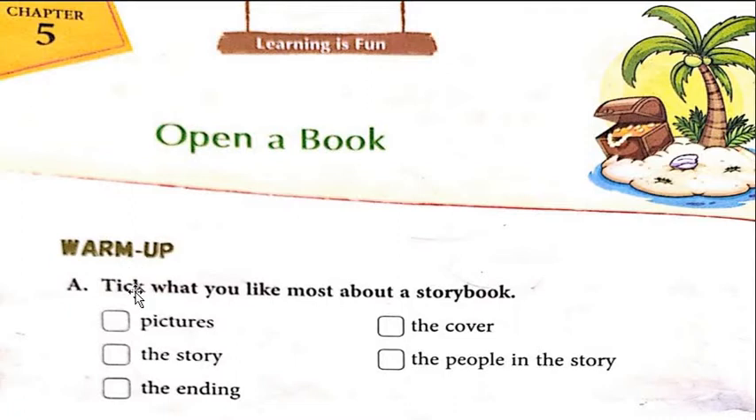Okay? Warm up. See, tick what you like most about a storybook. Last lecture I have told you. You must all be knowing this. Okay? So last lecture I told you that pictures, cover, story, the people in the story and the ending. Whatever you like most when you read a storybook, whatever you have to tick it yourself. Okay? It is your choice. I had told you last time.